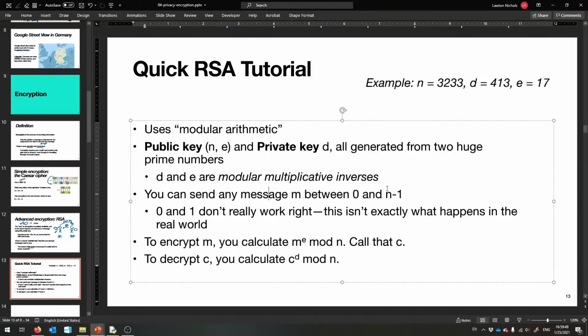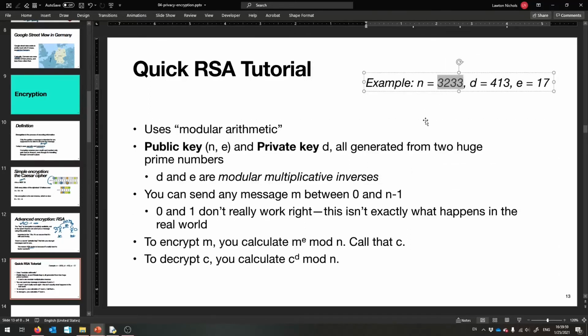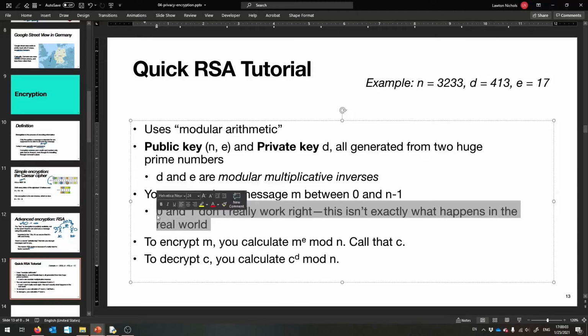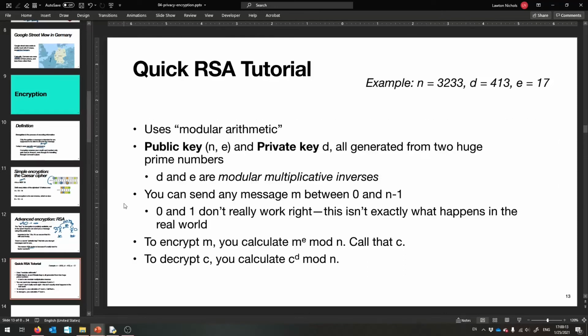And this now allows you to send any message you want, call it m. Your message also has to be a number, between 0 and n minus 1. So I can send any message between 0 and 3232. Okay? So 0 and 1 don't really work, so you usually pad your messages and you don't ever choose 0 and 1. This is not exactly what happens in the real world, but it's a very good approximation.